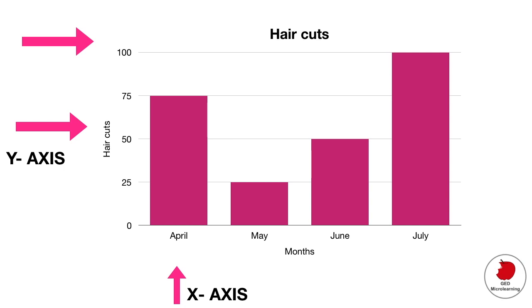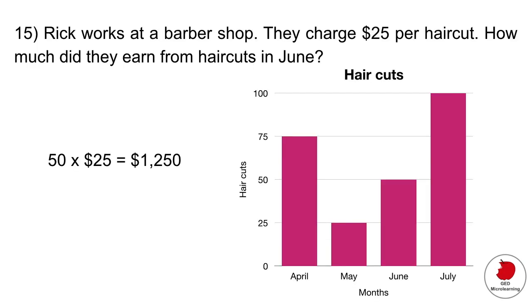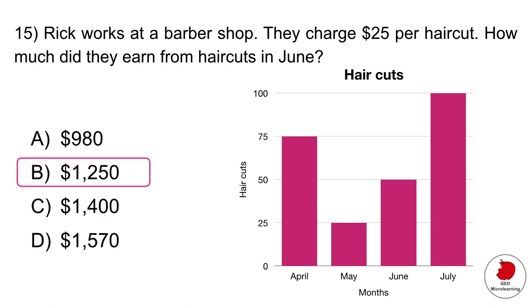Okay, so you're going to follow that bar to the top and then to the left. And you can see there that there were 50 haircuts in June. So all you have to do now is multiply those 50 haircuts by $25 each. That gives you $1,250, which is option B.